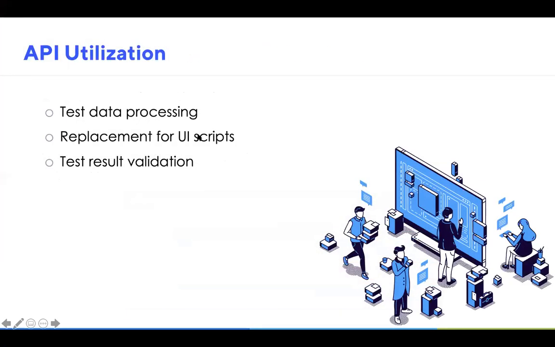Okay, so for API utilization today, I would share with you three techniques. The first one is using API for test data processing. Secondly, it's about replacements for a segment of UI script. And lastly, it will be used for result validations.